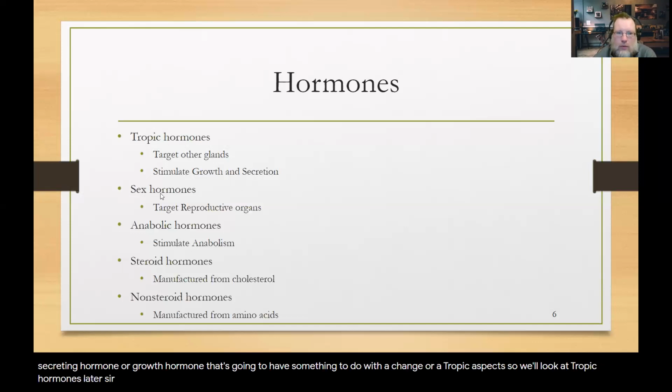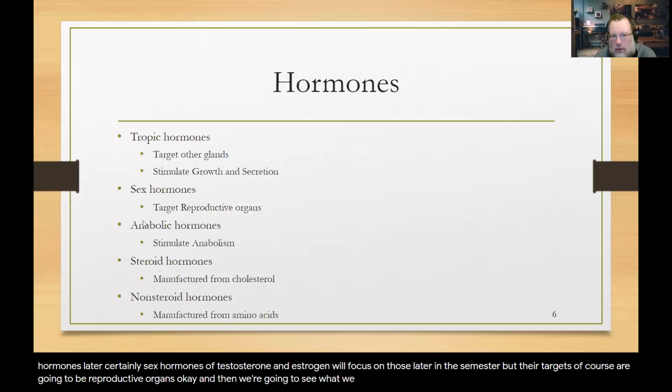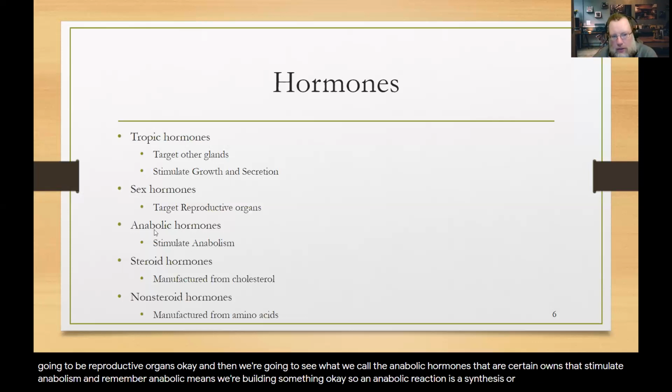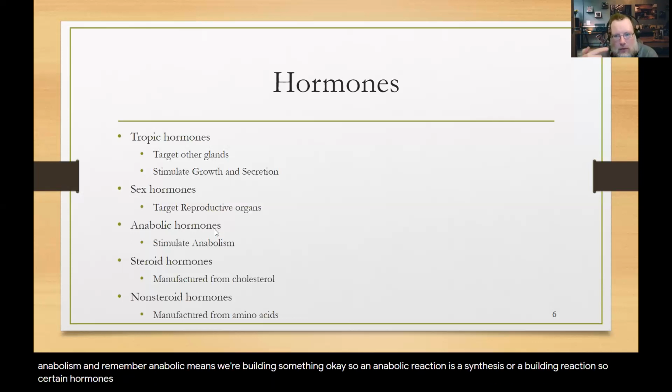Certainly sex hormones, testosterone and estrogen, we'll focus on those later in the semester. But their targets, of course, are going to be reproductive organs. Okay. And then we're going to see what we call the anabolic hormones. There are certain hormones that stimulate anabolism. And remember, anabolic means we're building something. So an anabolic reaction is a synthesis or a building reaction. So certain hormones are released to encourage building something.